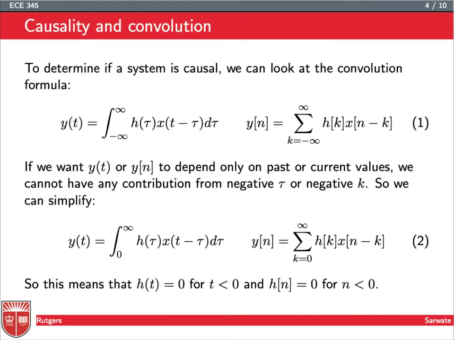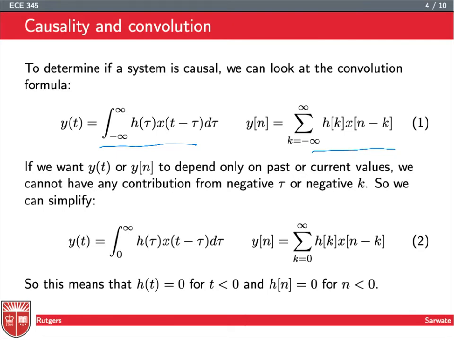Okay, so we're going to treat continuous time and discrete time in parallel with each other because the things we're looking for in the impulse response are essentially the same. To determine if a system is causal, we can look at the convolution formula. Here's our definition of convolution for continuous time and our convolution for discrete time. If we want y of t at time t, like t equals 5, or n equals 5, to depend only on past or current values, that's what the definition of causality means. It means that I'm only using the past or the current input to determine the output.